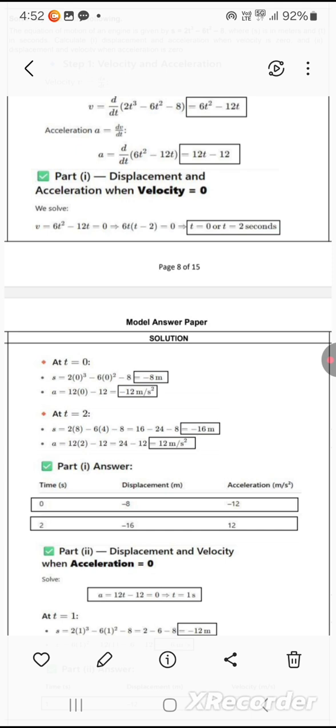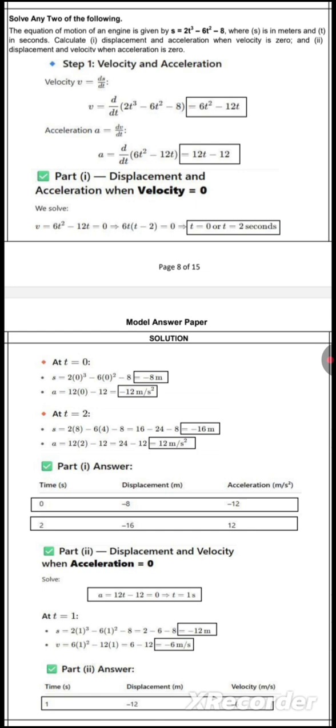First is when velocity is 0. The velocity we got is 6t square minus 12t is equal to 0. Then we get t is equal to 0 or t is equal to 2. Now plug into the original displacement S and acceleration A formulas. At t is equal to 0, S is equal to minus 8 meter and A is equal to minus 12 meter per second square, and at t is equal to 2, S is equal to minus 16 meter and A is equal to 12 meter per second square.